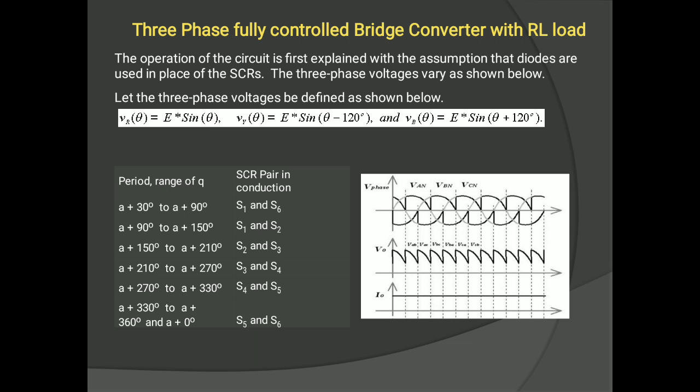So the positive rail of the output voltage of the bridge is connected to the topmost segment of the envelope of the three phase voltages, and the negative rail of the output voltage to the lowest segments of the envelope.